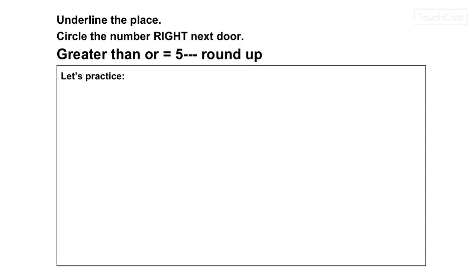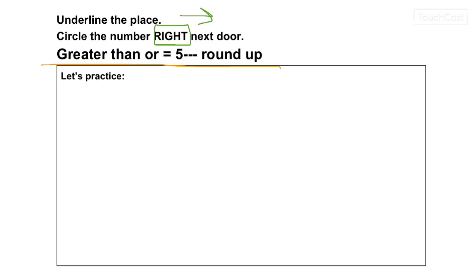So here are some important key directions to rounding. We're going to underline the place it's telling us to round to, and then we're going to circle the number right next door, literally to the right. So we're going to look at the number directly to the right. And then this next part is really important. If that number is greater than or equal to 5, we're going to round up. If not, it's going to stay the same, becomes a 0. So let's practice a problem together.